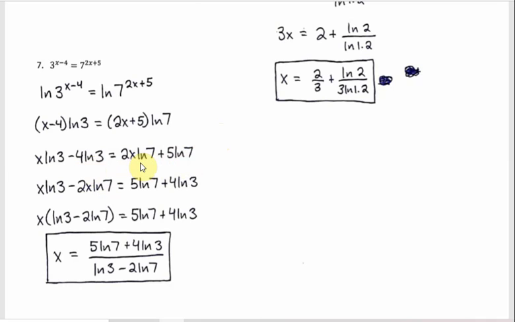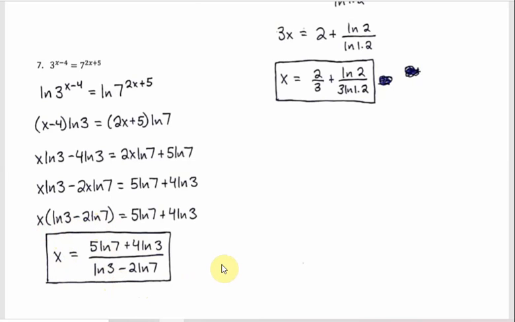Then get everything with an x in it on one side and both constants on the other. So I guess it's 2 steps to get from this line to this line down here, right? Subtracting 2x ln 7 on both sides and adding 4 ln 3. Then from there you can factor an x out on the left, and then you can divide both sides by what's in parentheses to get x by itself, since ultimately this thing is just some number. So you end up here.